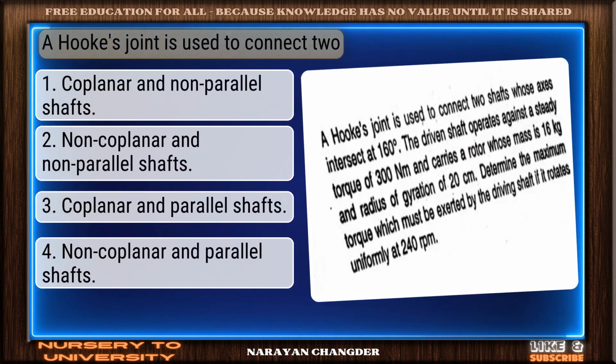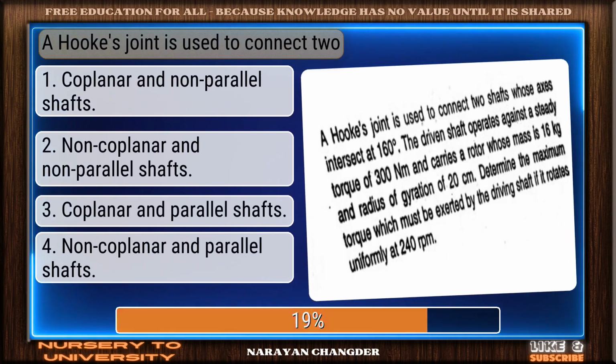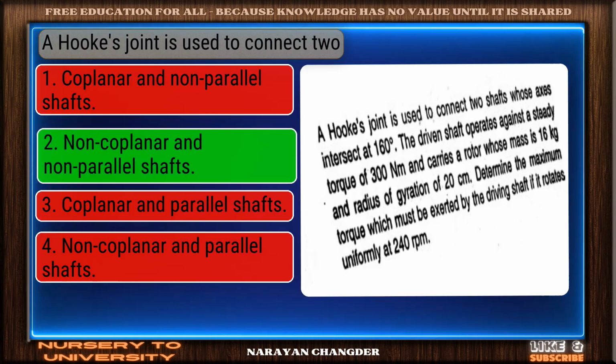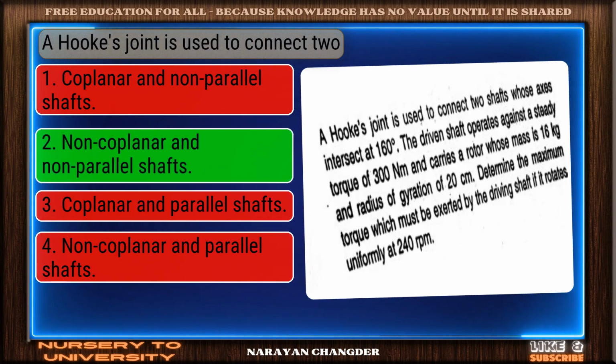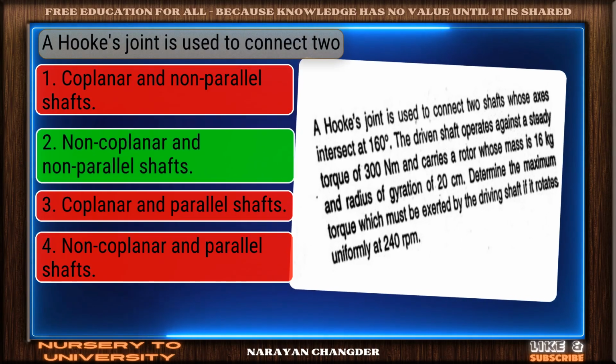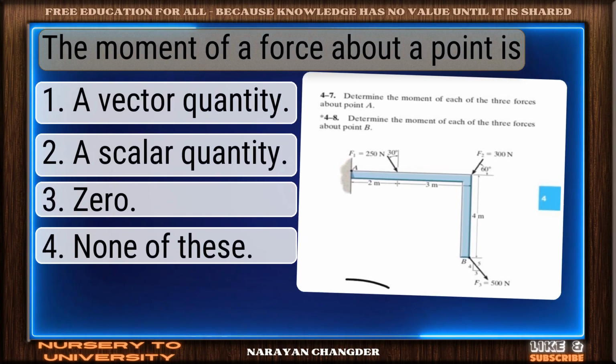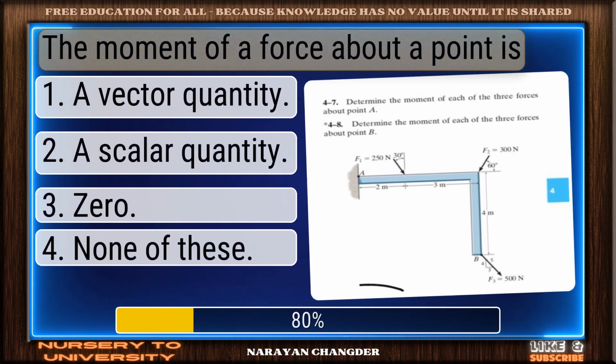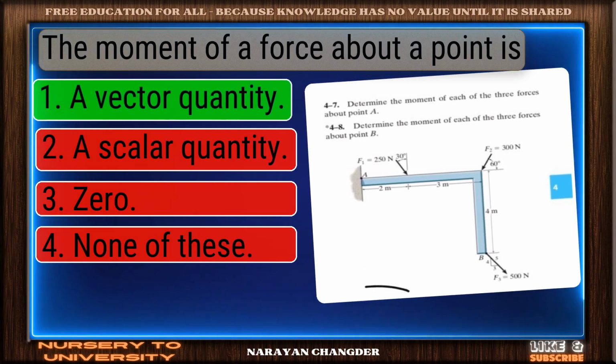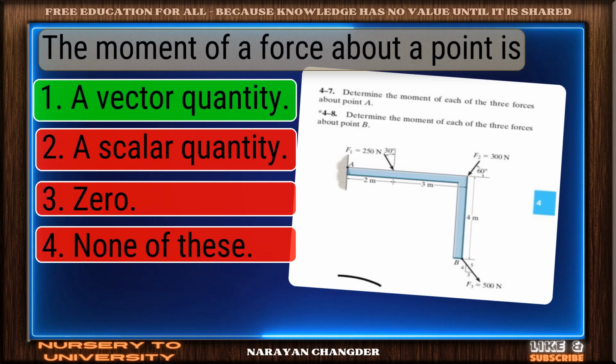A Hooke's joint is used to connect two. Nice selection. Non-coplanar and non-parallel shafts is the correct and valid answer. The moment of a force about a point is. Excellent. A vector quantity is a brilliant choice.